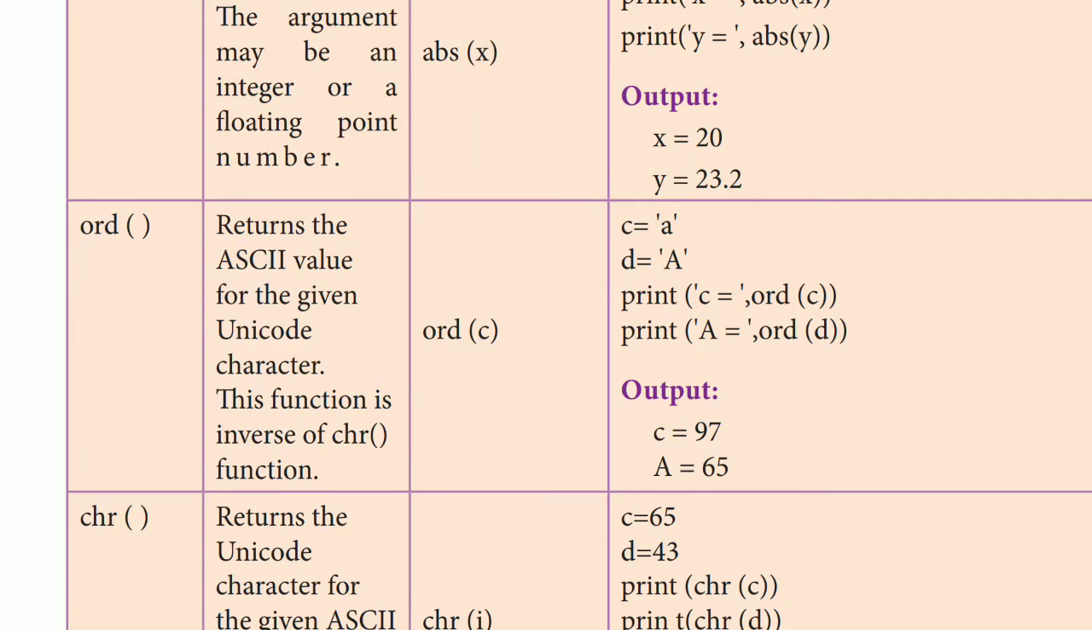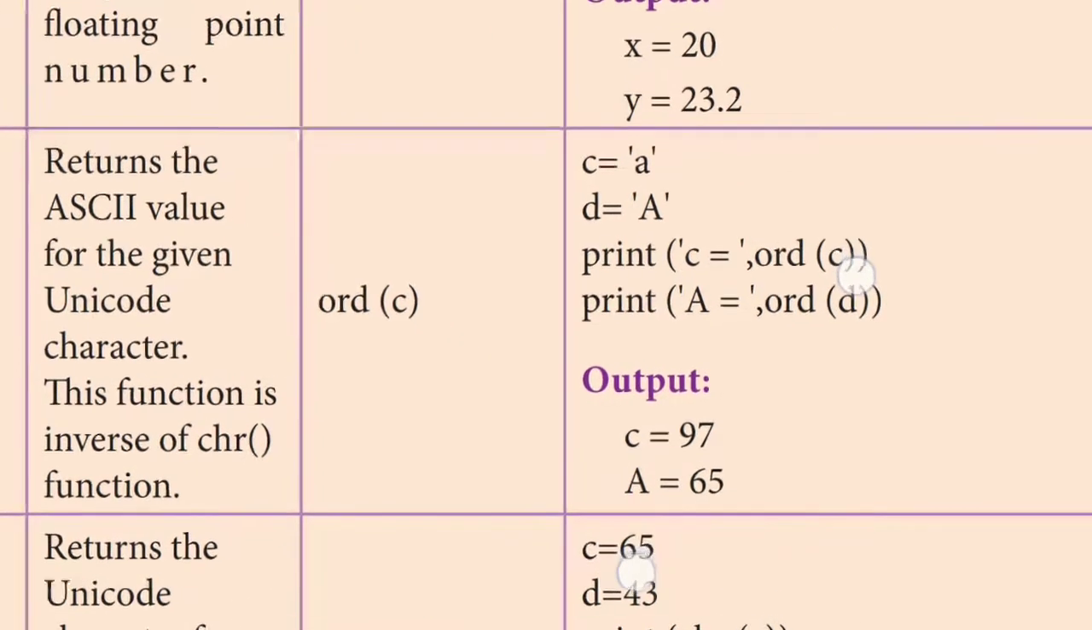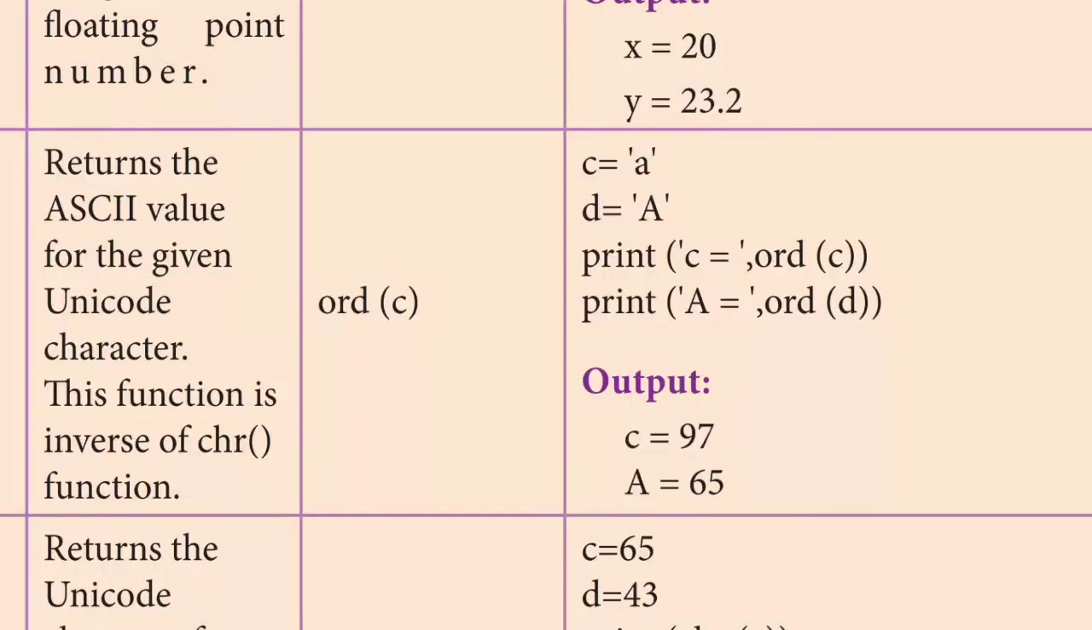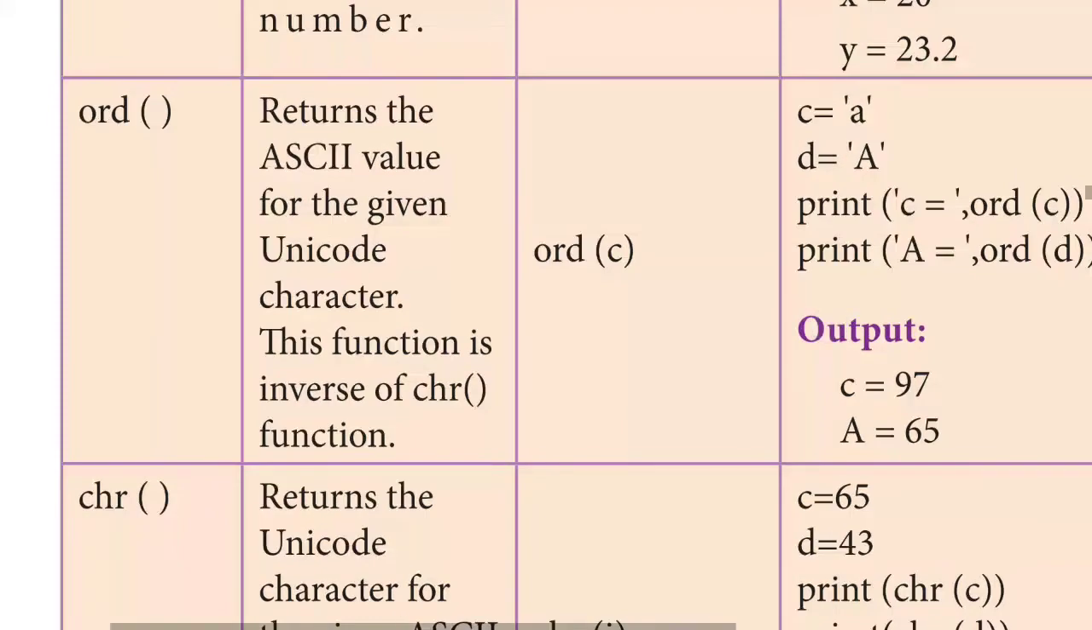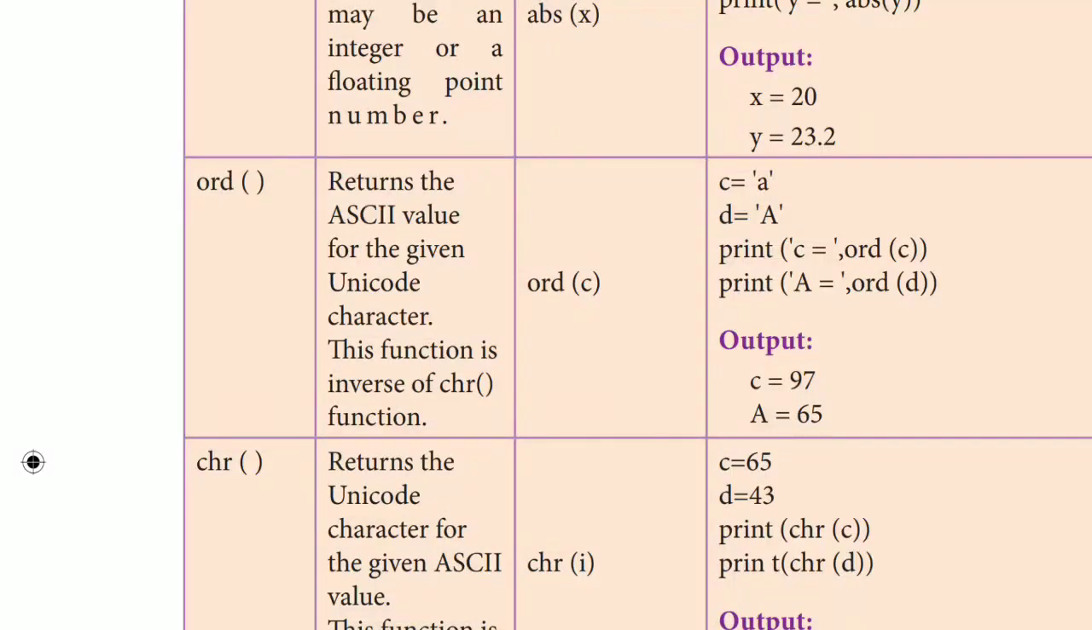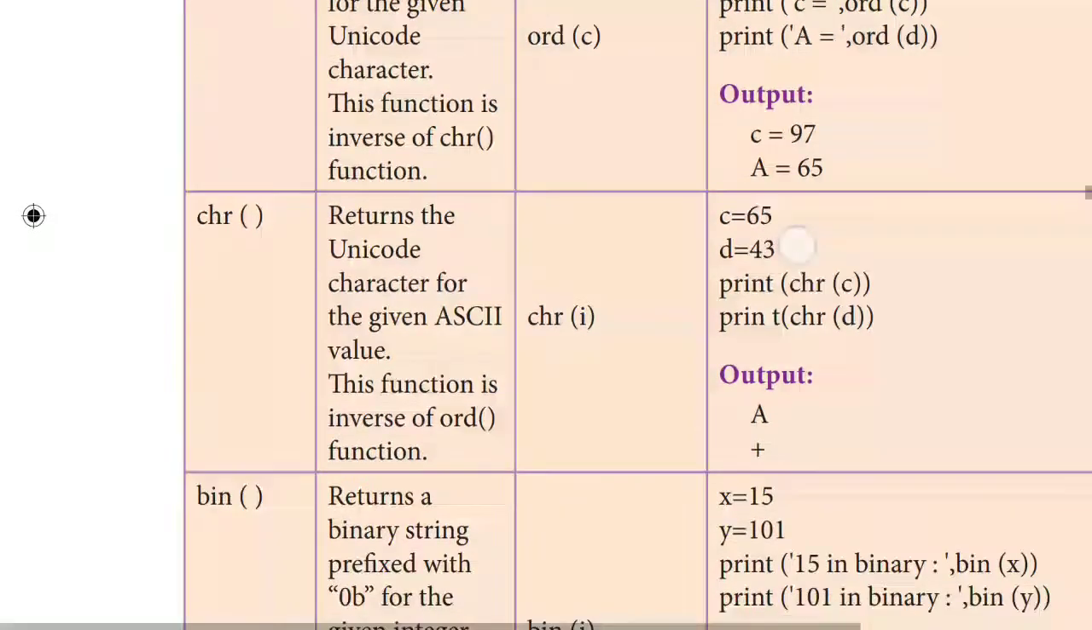Okay, so ord means the ASCII value of the given character. So c is equal to a and d is equal to capital A. Now you can see that they have used ord c and ord d. So c is small a which is equal to 97 and capital A is equal to 65. Here there is a small printing mistake: instead of c, you should take it as a small a. So this ord function returns the ASCII value of any character given to it.